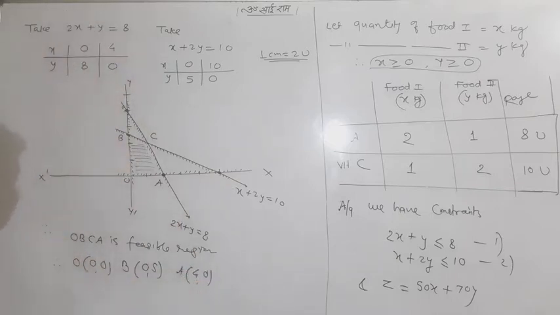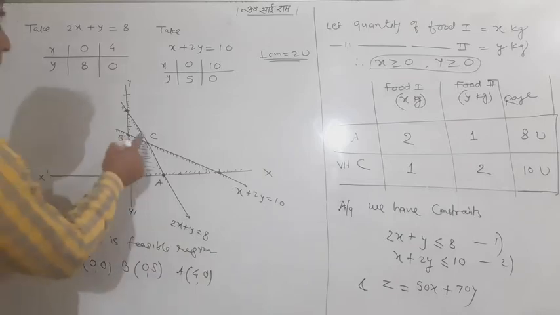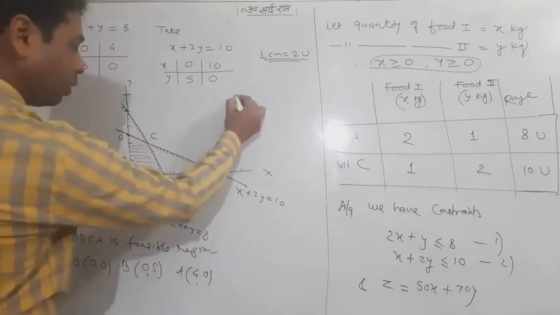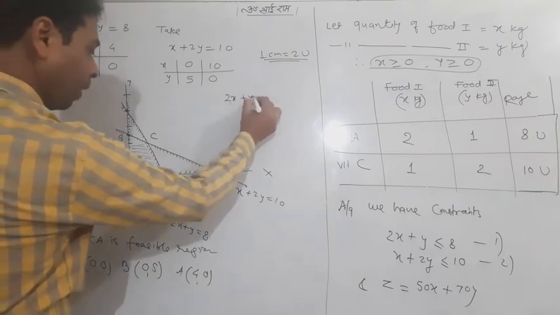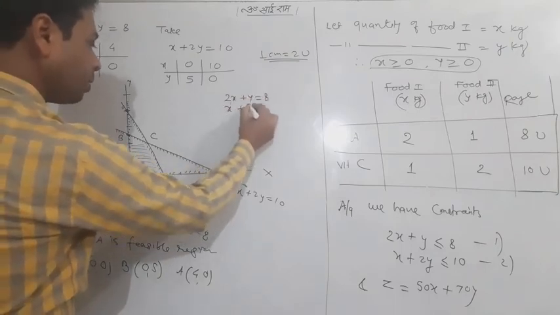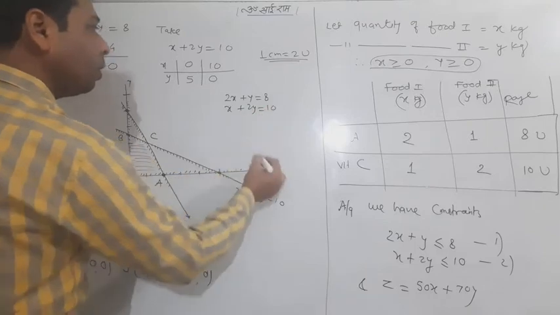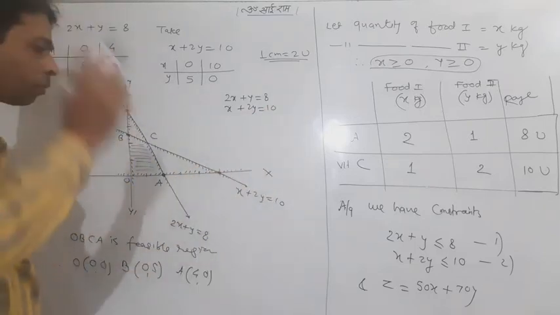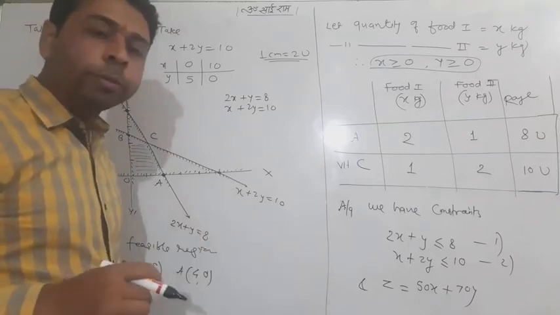Now what about C? Do you remember how you can find C? C is none other than the intersection point of these two lines. So take both the lines one by one: 2x plus y equal to 8, x plus 2y equal to 10. I'll use the elimination method here.